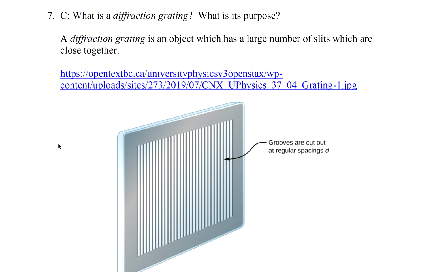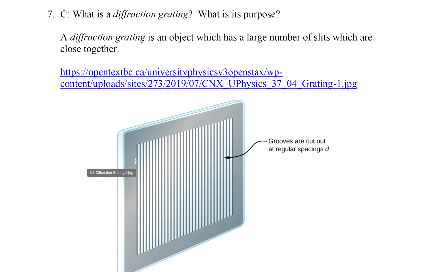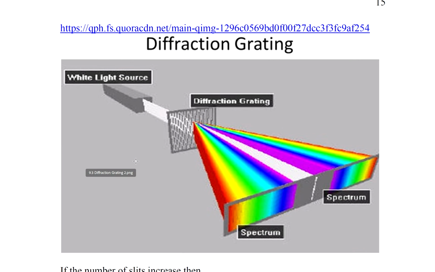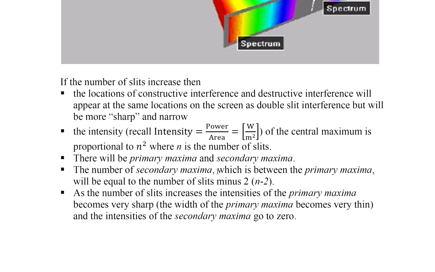Question 7. What is a diffraction grating? What is its purpose? A diffraction grating is an object which has a large number of slits which are close together. Its purpose is to show us diffraction patterns. So if we have a white light source come in, then we get ROYGBIV. You see in the middle we get white, then we get destructive interference, and then we get ROYGBIV. So if the number of slits increases, then we get this.